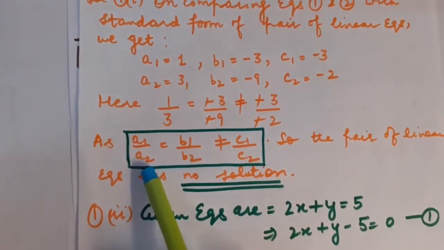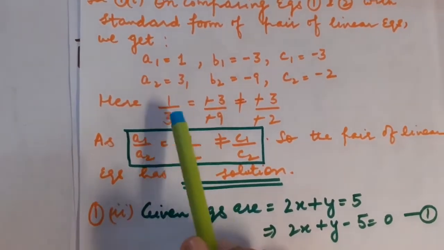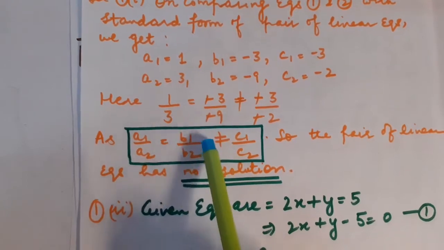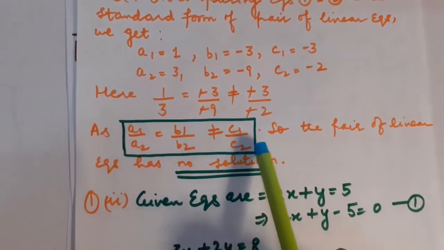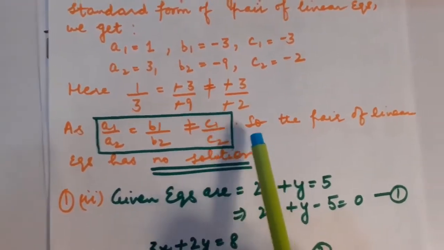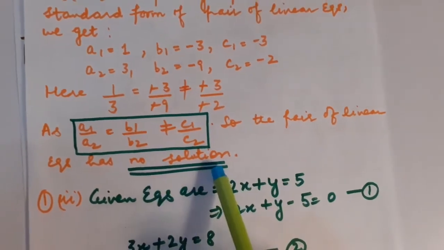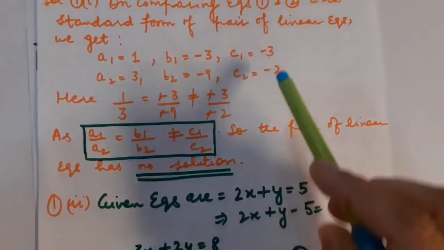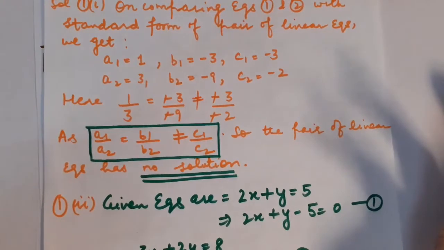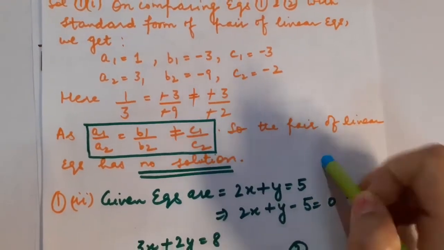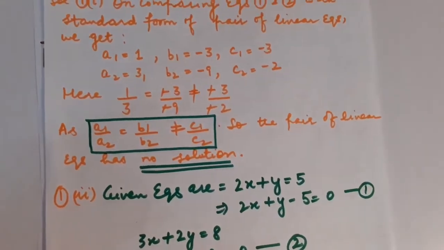So what is the condition, children? Here you can see a1 upon a2 is equal to b1 upon b2 but not equal to c1 upon c2. This is the condition for no solutions. So definitely when solutions do not exist, you cannot apply the cross multiplication method.